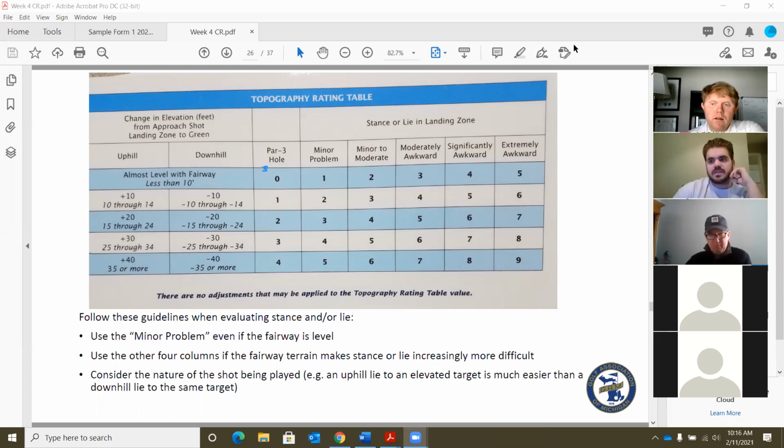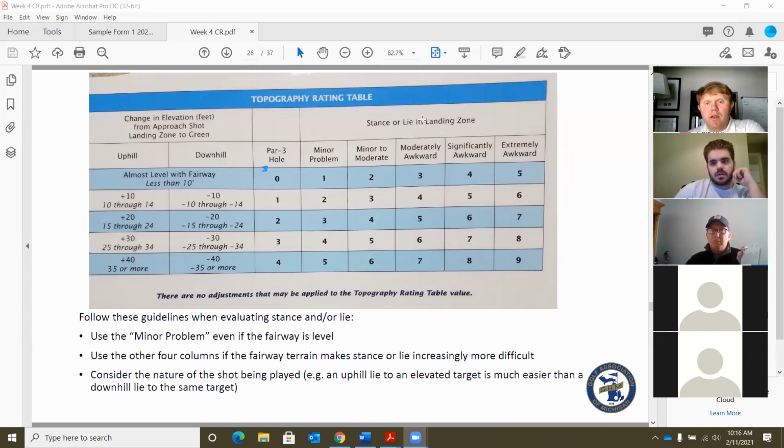We did have a question come in the chat as well. What is the thought behind having it as a minor problem on holes other than par 3s for level fairways? I'm not quite sure what the question's asking here.